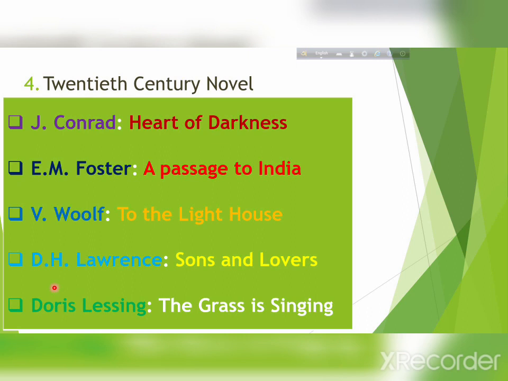Lawrence, who was an English writer and poet. His novels represent the dehumanizing effects of modernity and industrialization. Last one is The Grass is Singing, written by Doris Lessing, who was a British novelist. She got the Nobel Prize in Literature in 2007.